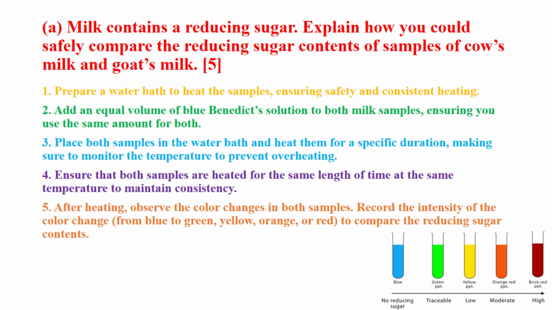1. Prepare a water bath for safe heating. 2. Mix equal volumes of milk in Benedict's solution. 3. Heat both samples consistently for the same duration. 4. Observe the color changes after heating. The more intense the color, the higher the sugar content.